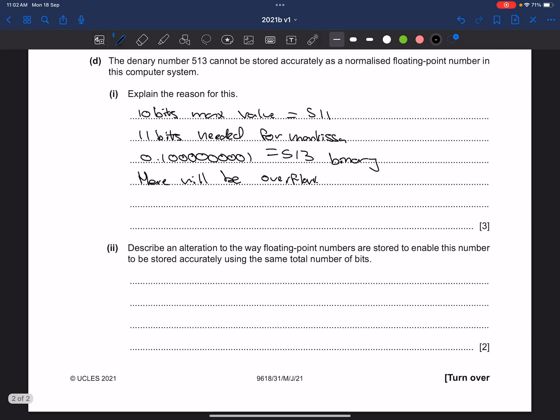Now for the final part, the way that we can change this is either increase the number of bits used in the mantissa, or we currently have a 10-6 split for the mantissa and exponent. And so we can just change the split. So if we now need 11 bits for the mantissa, we can have the mantissa side have 11, and now, because we're still using 16 bits in total, we will have an 11-5 split with 5 being the exponent.